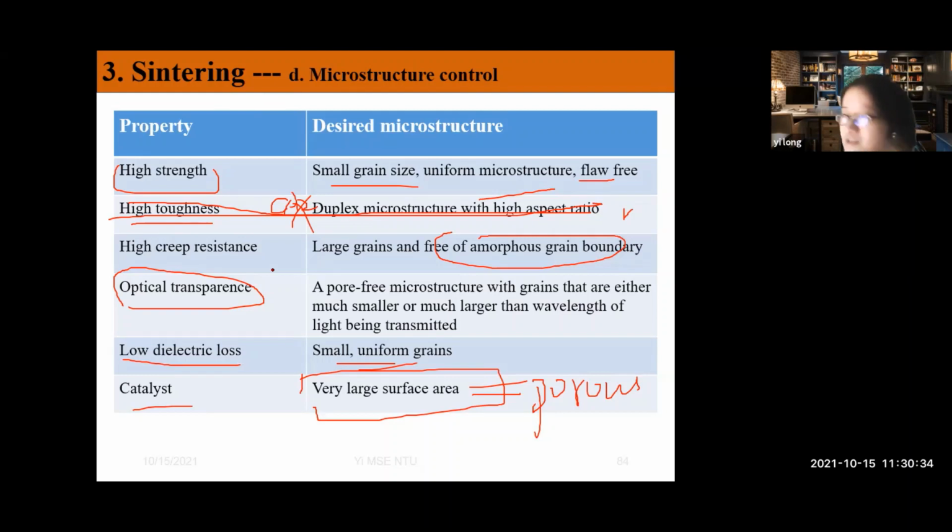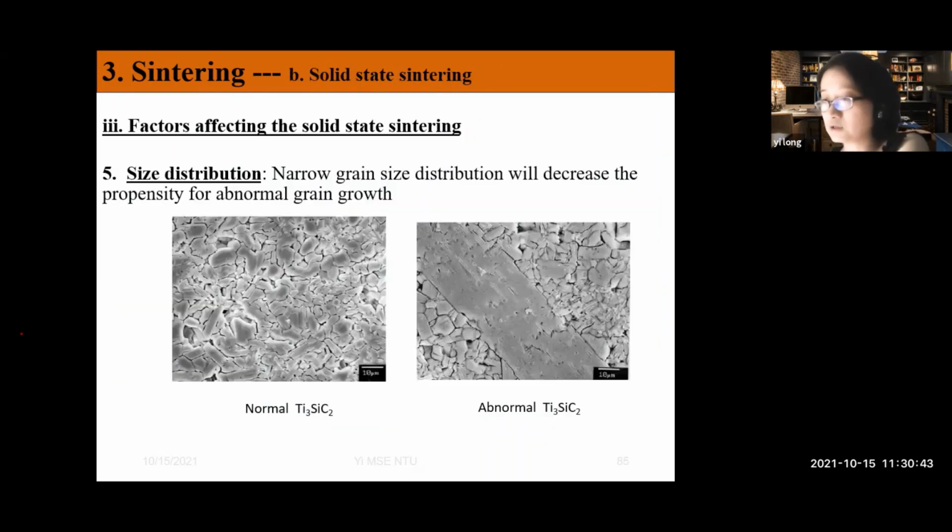So everything is dependent on what you want. As I said, nothing is perfect. So it's all dependent on what you want, so you need control. Okay, this lesson we did not include, just skip.